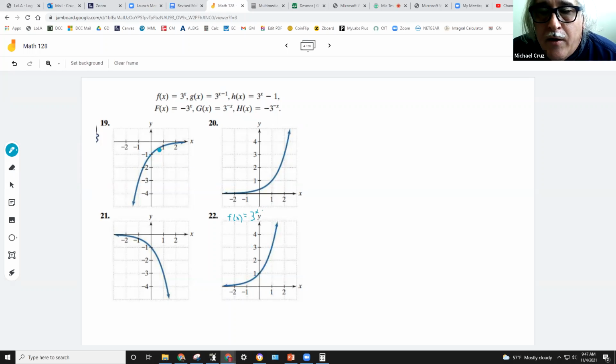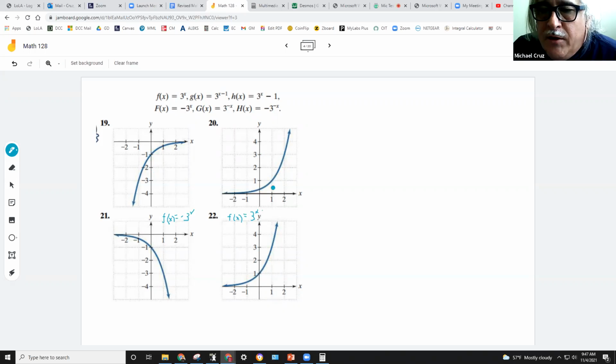this one right here is, okay, let's look at this 21. This one right here is this one projected downward. In other words, this is negative. Remember, the negative gives us the mirror image. So this is f of x is equal to -3 to the x.